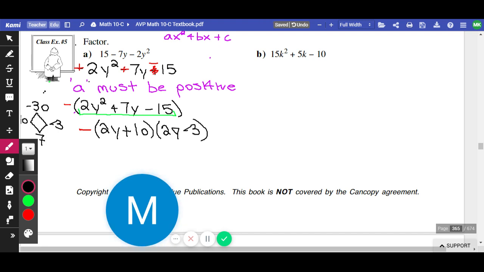The 2y's give me the 2y squared out front, the 10 and the 3 came from the sides of the diamond. I know there's a mistake here. One of these has too many 2's, so we have to divide one of them by 2. When we divide that one by 2, we get our final answer of negative, y plus 5, 2y minus 3.